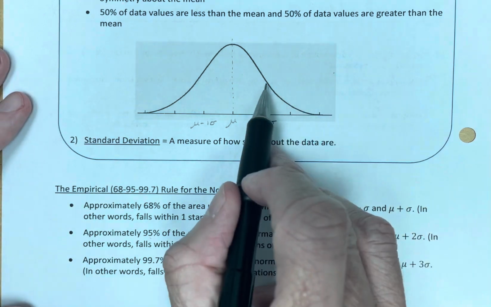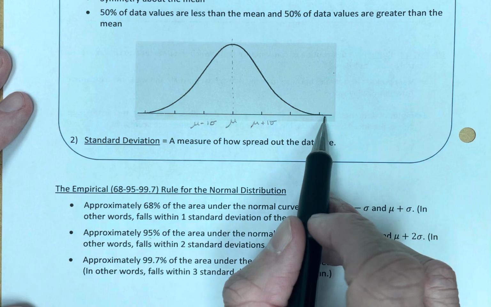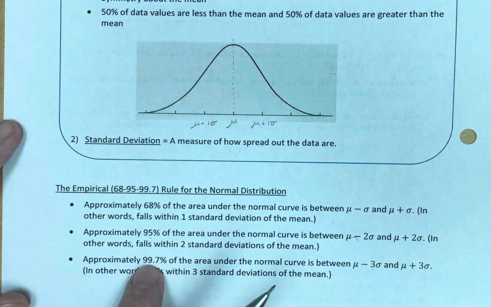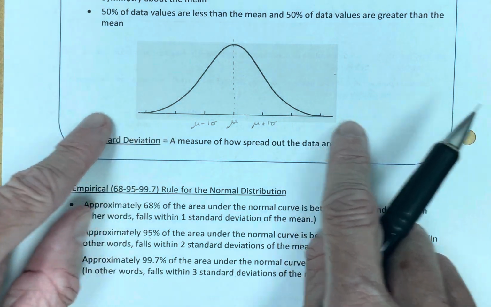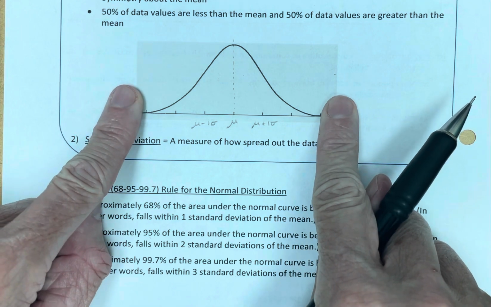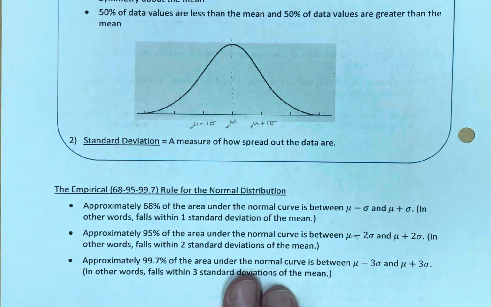Now remember, this curve gets closer and closer and closer to this horizontal line, but never touches. But really, when we're talking about 99.7%, there's not a whole lot that's out there in Never Never Land. Okay, we've really got everybody in here with very, very few exceptions.